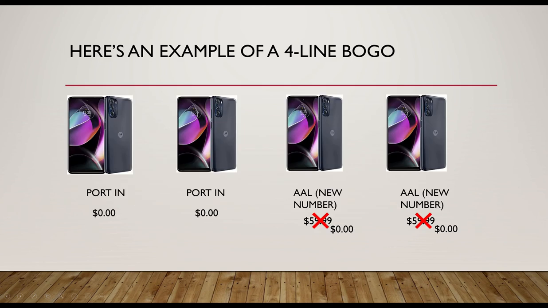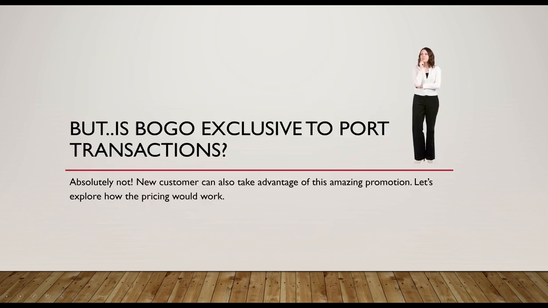Here's an example of what a four-line BOGO would look like with two ports. We're establishing that the port in is the primary, and the secondary is also being ported in. Typically, if this was not a BOGO transaction, the third and fourth lines, which are new numbers as you can see, would be $59.99, but with BOGO, they also become free. The first port in is triggering this number to be free, and the second port in is also triggering the fourth device to be free. That is the main difference between a non-BOGO device and a BOGO device.